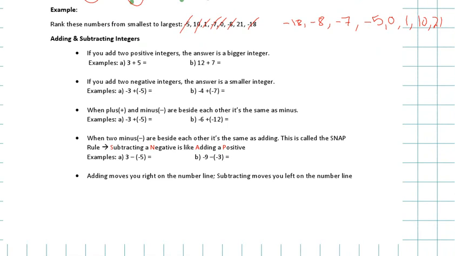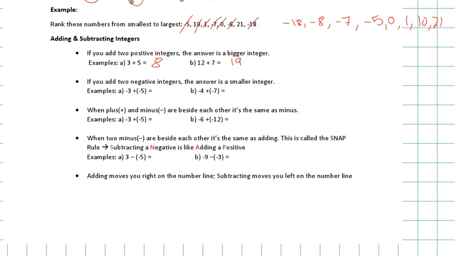How about 12 plus 7? 19, right? So you see what's happening in this case? The number is bigger than both numbers, and it's positive. Now what happens when you add two negative integers together? It goes lower, right? So it's going to be another negative integer. It's going to stay negative, but it's going to be a smaller integer.